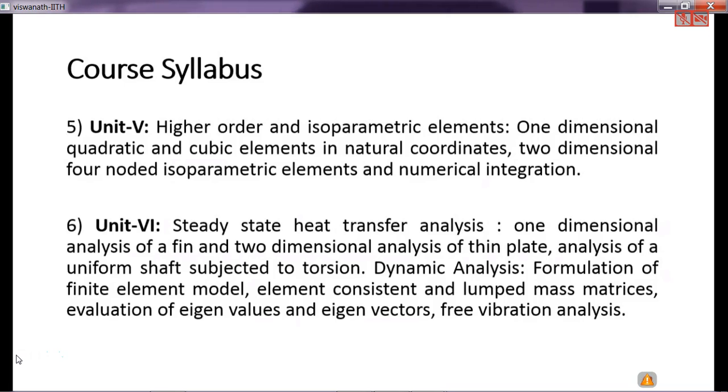It is a little bit different from the static analysis because once the mass is there, you need to write the mass matrix. Mass is approximated as a lumped mass matrix, and you will also have to find the eigenvalues for the free and forced vibration and other things, which we'll be solving in Unit 6. So this constitutes the syllabus of this course and how I'll be dealing with it in the coming classes one after the other. These 6 chapters complete the syllabus of this course.